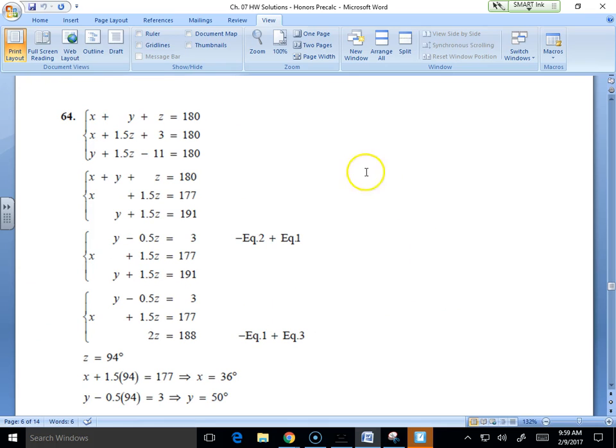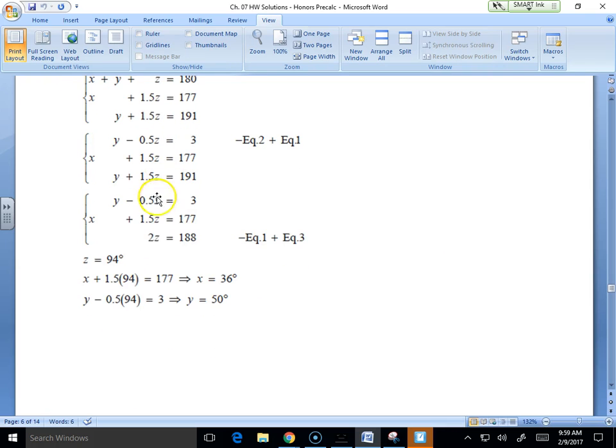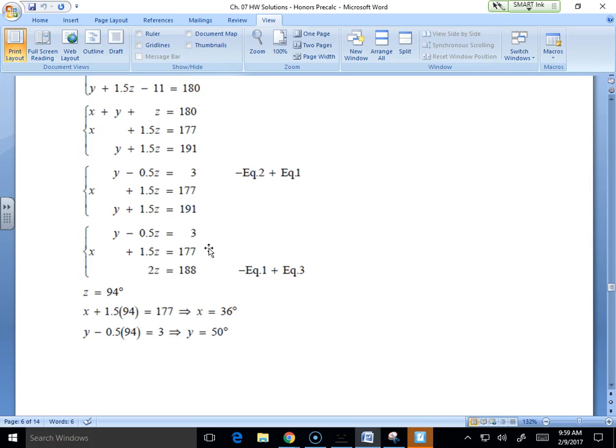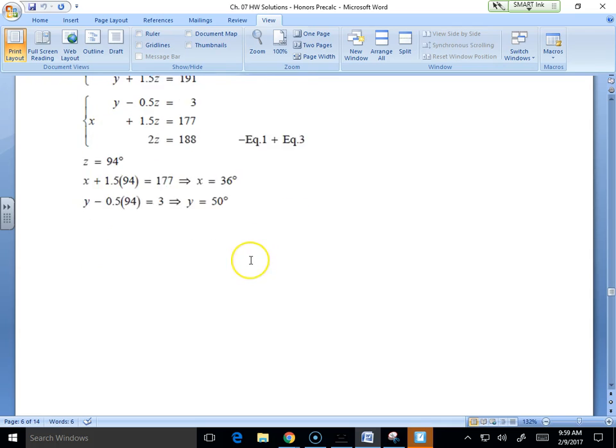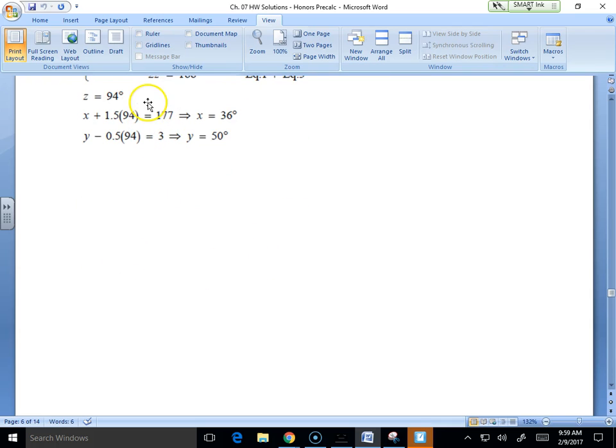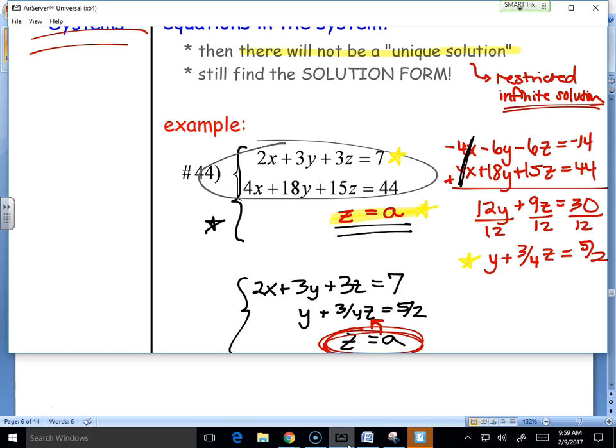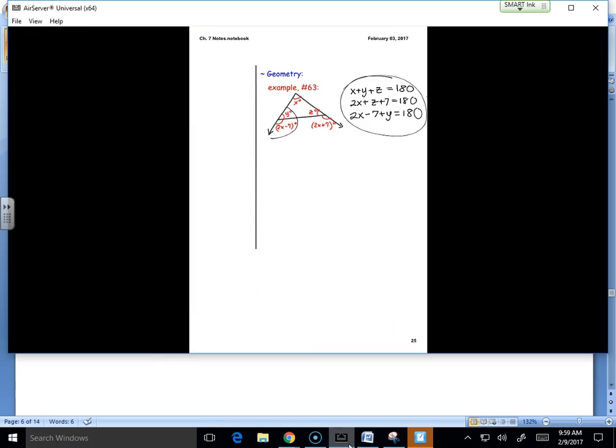Number 64. Does the system still work? Yeah, even with decimals. Now they went ahead and did it a weird direction. I'm not sure why. Our system would have had the x1 on top, the y1 second and the z1 third. So don't worry about their weird system. I would have done stair step. You would have ended up with 94 degrees, 36 degrees, and 50 degrees.